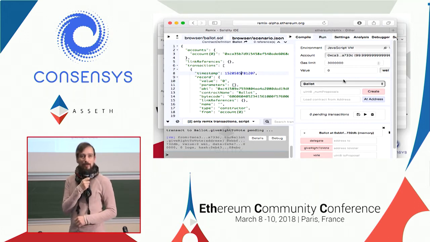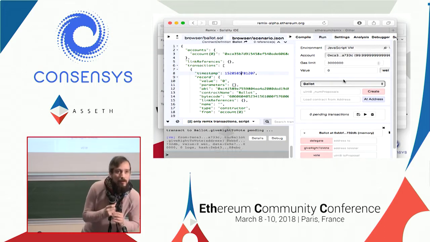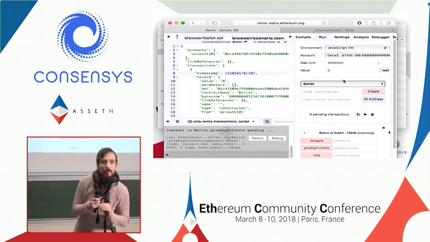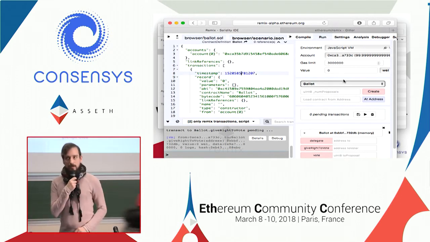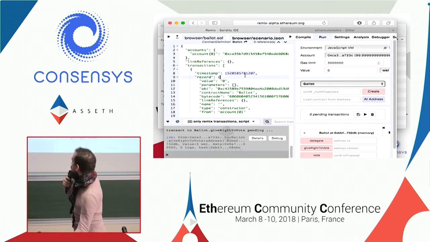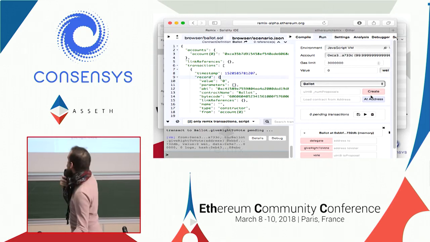This doesn't contain the deployment of the smart contract. Sorry? It doesn't contain the contract deployment transaction, only the ones that come. Or will it also contain the... Yeah, the first one, for example, is when I click the button create, it created the first transaction, so this will also be included.